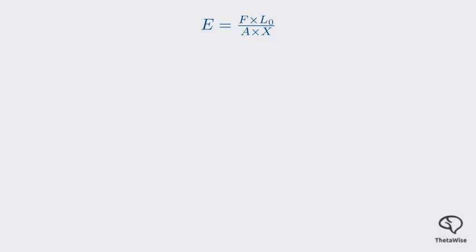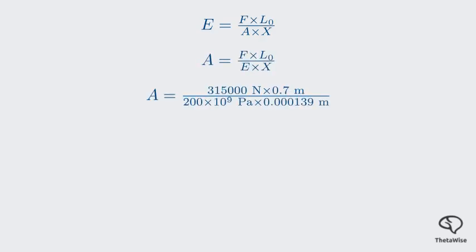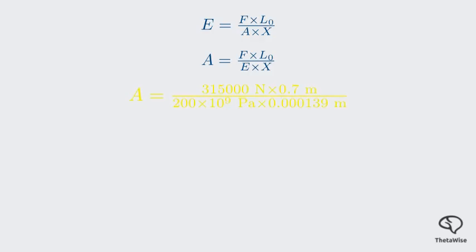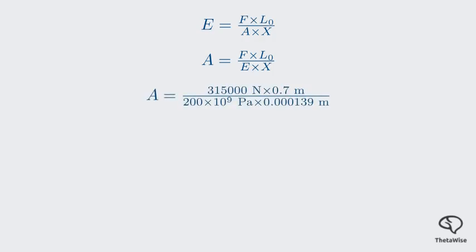This gives us A equals F times L naught divided by E times X. Now we have our formula for area. We can substitute the values we identified earlier. A equals 315,000 newtons times 0.7 meters divided by the quantity 200 times 10 to the 9th pascals times 0.139 meters. Let's calculate the numerator and the denominator separately.